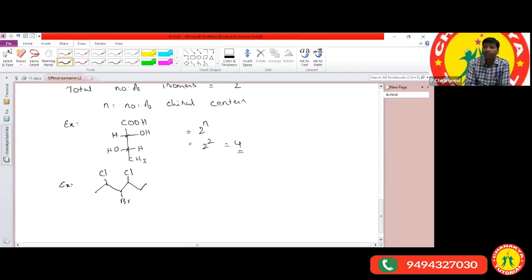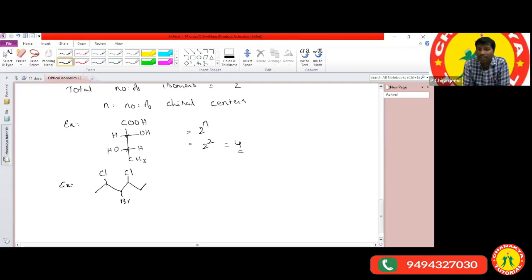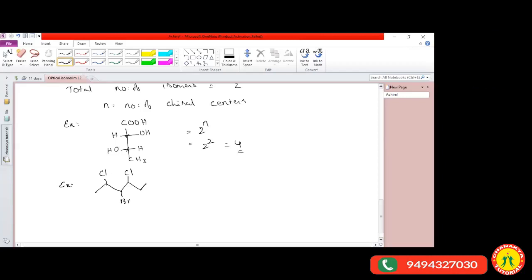Exactly, Aditi. Exactly. So how many chiral centers are there? Sir, 3. Very good. Anjan, any doubt? How many chiral centers are there, Anjan? Samita, do you have any doubt in this one? So it's at the position of Cl, Br, and Cl, the 3 carbon atoms.